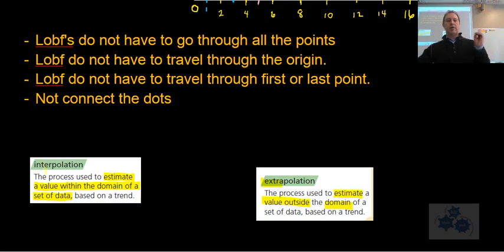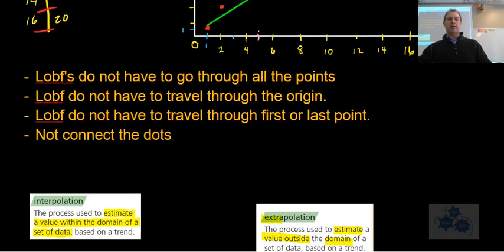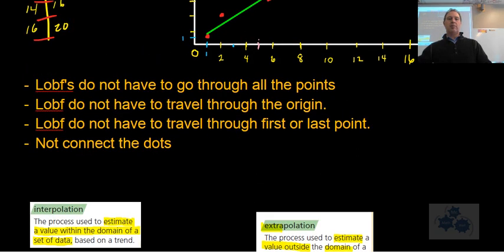Interpolation, the root word of that is inter. This is the process where we estimate a value within the domain of the set of data, inside the first and last points. And extrapolation is the process to estimate a value that's outside of the domain. So we extrapolate. It's extra. It's outside. We make a guess as to something that's outside of what we actually measured. So let me show you how that works. This is where we'll end this little section, interpolation and extrapolation.